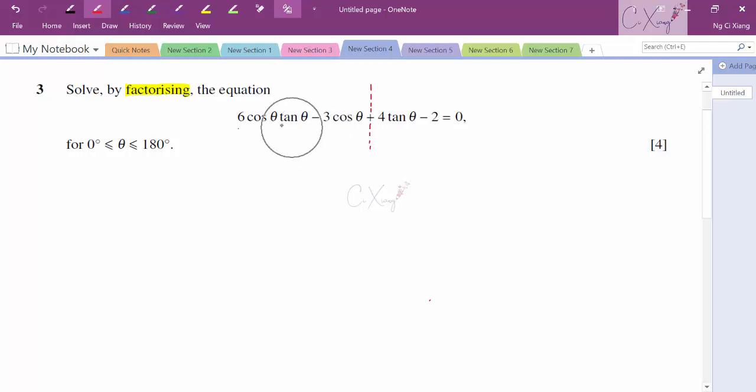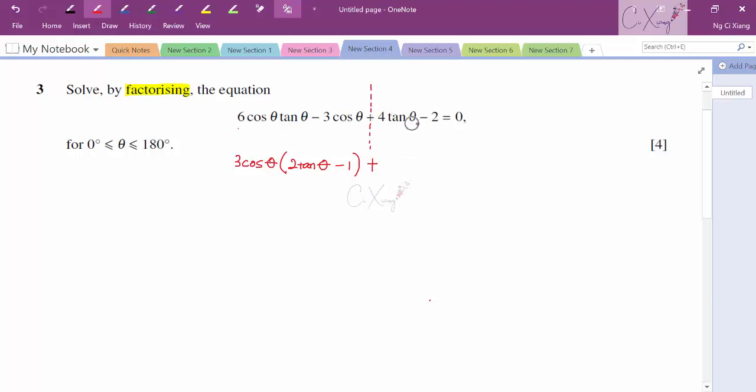So for these first 2 terms, generally we can try to factorize out the 3 cos theta. If I factorize out 3 cos theta, I'm having 2 tangent theta at the first term, and the second term will become 1. So I'm having negative 1 here. Okay, so plus, I copy a plus.